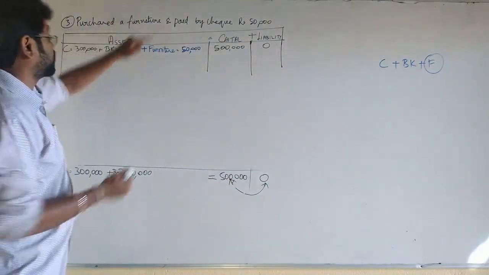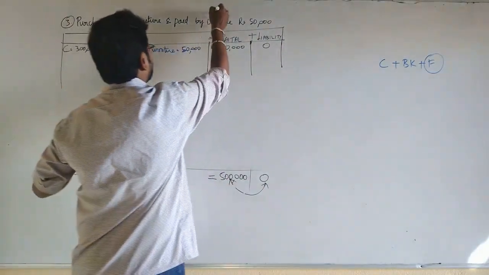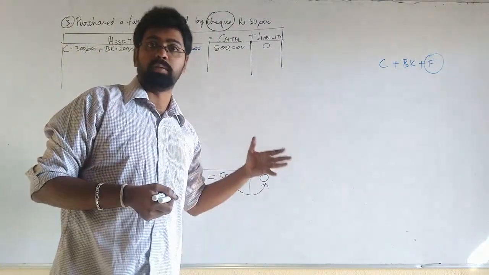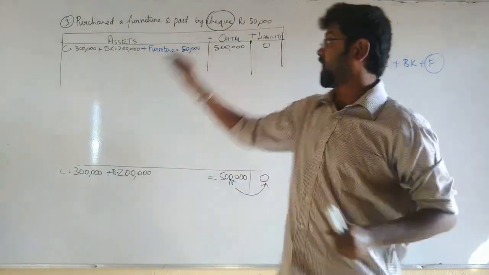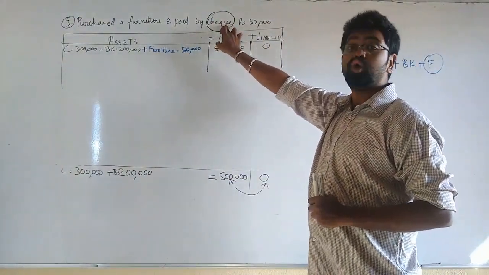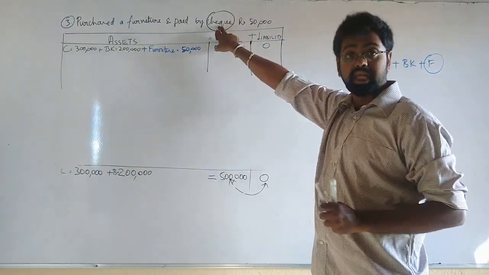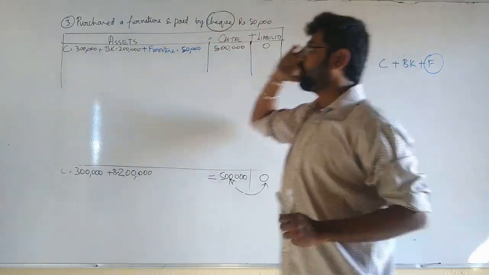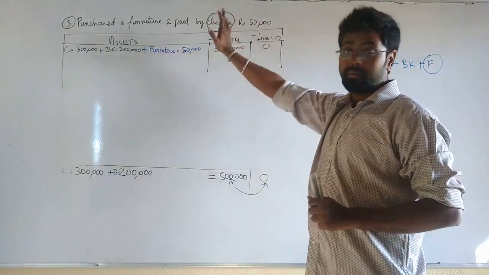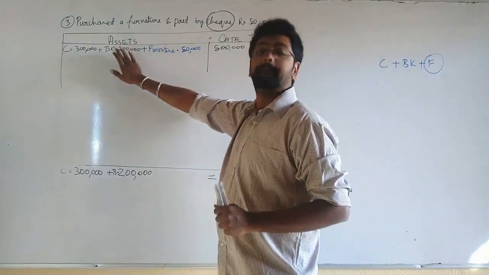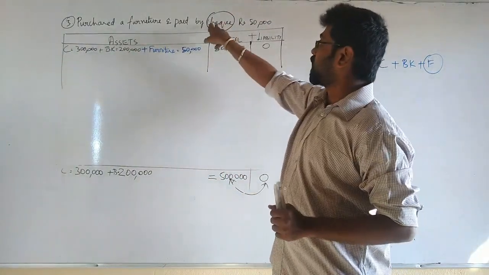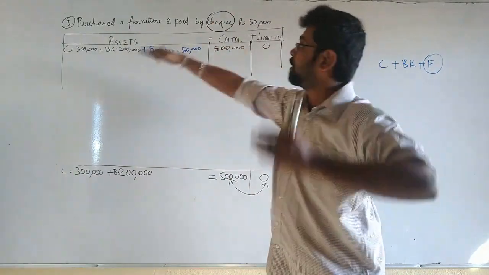We have purchased this furniture and we have paid it by check. Whenever you see this word check, CHEQUE, automatically your mind should go to the word bank. I repeat, whenever you see this word check, automatically your mind should go to the word bank. I wrote BK, which is the short form of bank. So now your mind should go to the bank.